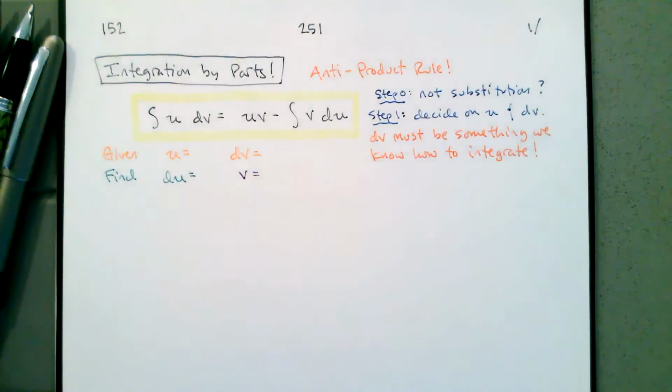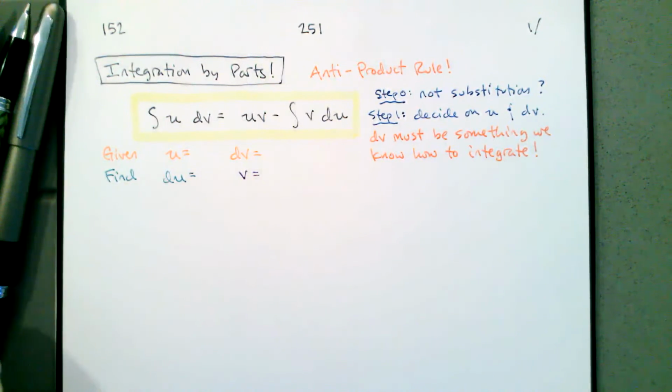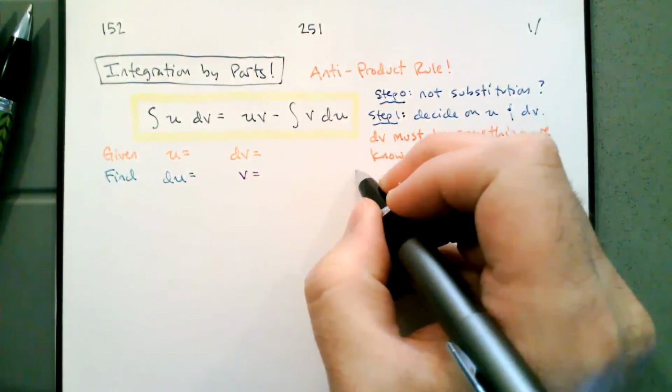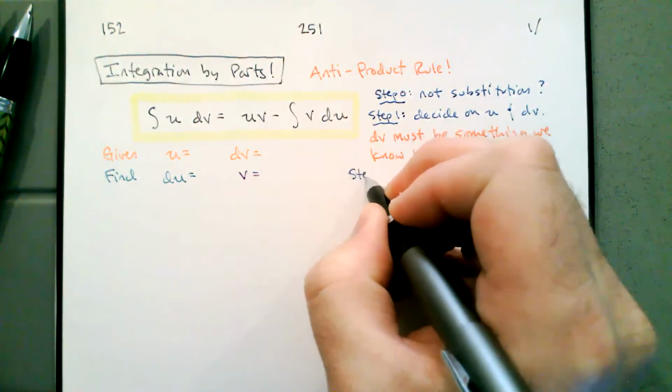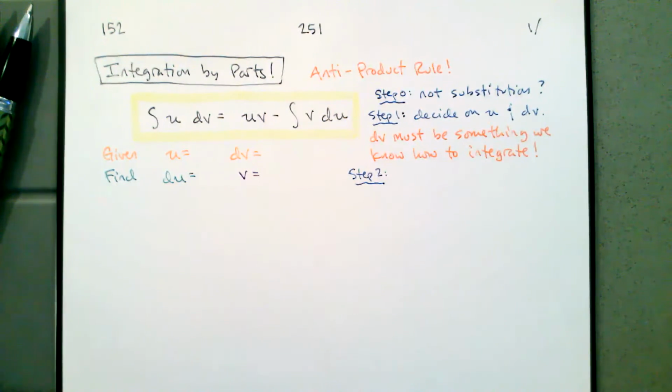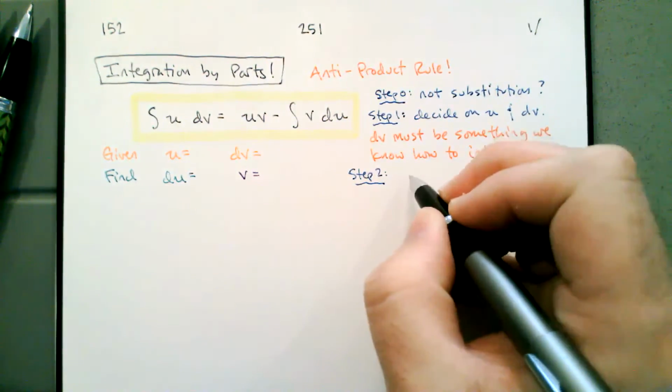There are ways you can decide. There are mnemonics that you can use. The best thing to do is to remember that dv is something you know how to integrate. Step 3 or step 2, find the other parts. I started my counting at 0, which is throwing me off. So step 2, find du and v.